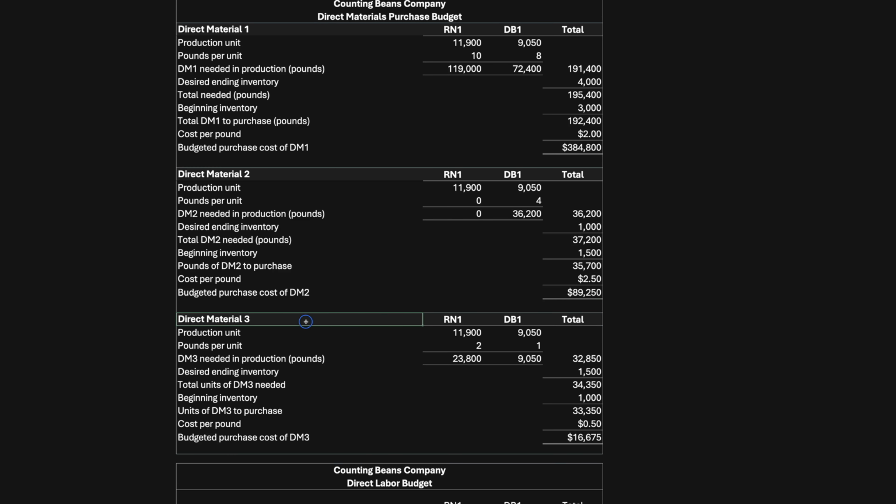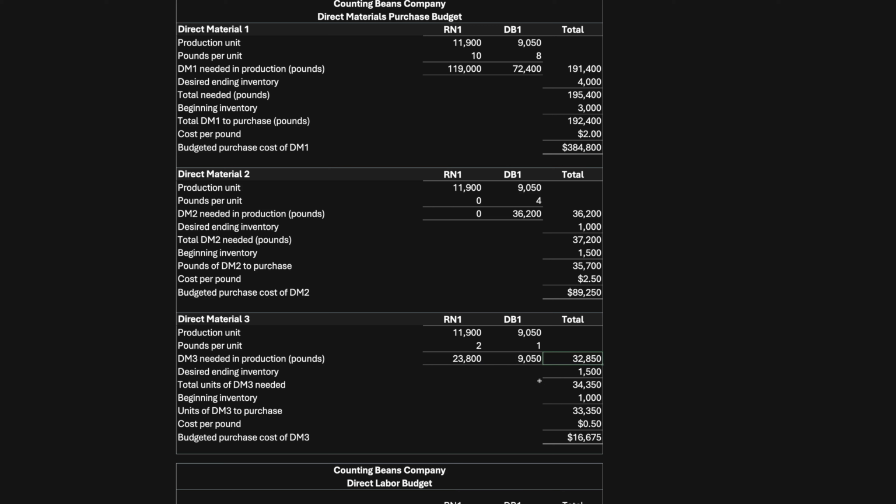Then we can do the same thing for direct material 3. Again, the number of units that are being produced has not changed. The pounds per unit is different though, because direct material 3, 2 pounds are needed to make every unit of RN1, and 1 pound is needed to make every unit of DB1. If we multiply it, we get 11,900 times 2 equals 23,800. 9,050 times 1 is 9,050.